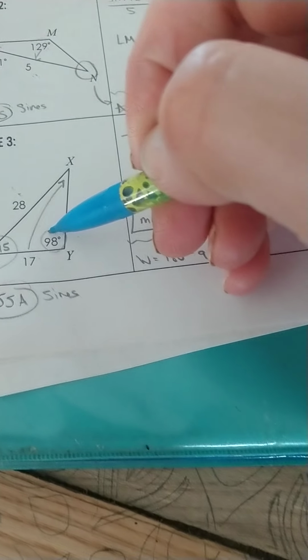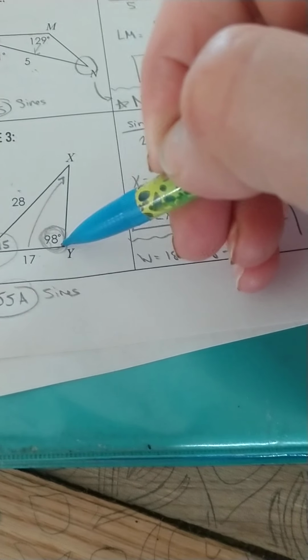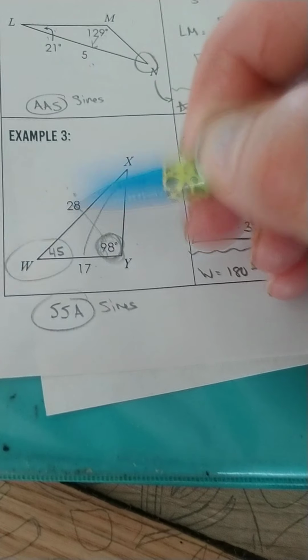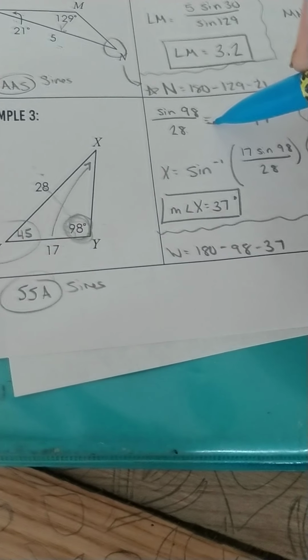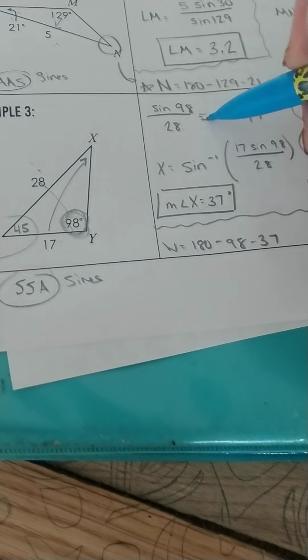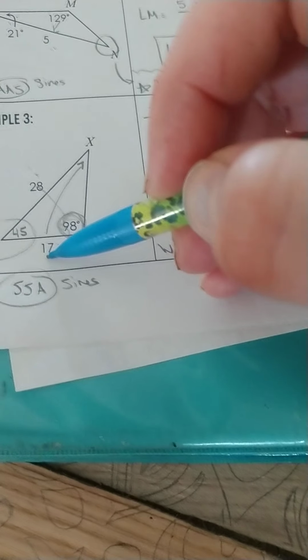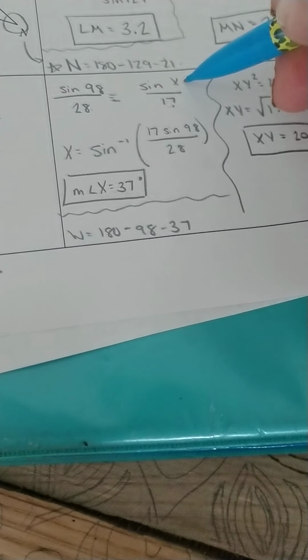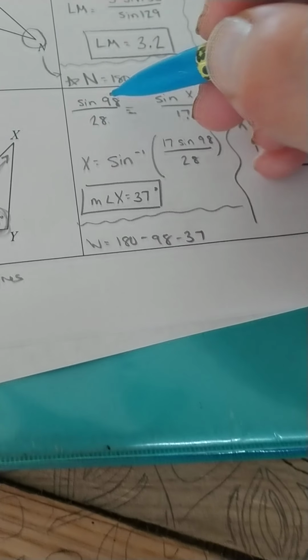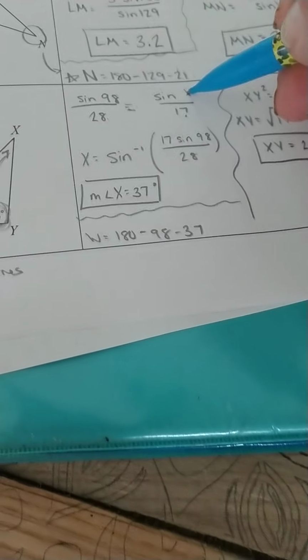You are given 98. What side is directly across from 98? 28. So sine of 98 over 28 equals, what is the only other piece of information you're given? 17. So we're going to put 17 on the bottom and the angle directly across from that on top. So sine of 98 over 28 equals the sine of angle X over 17. And I will go ahead and write out that proportion for you.